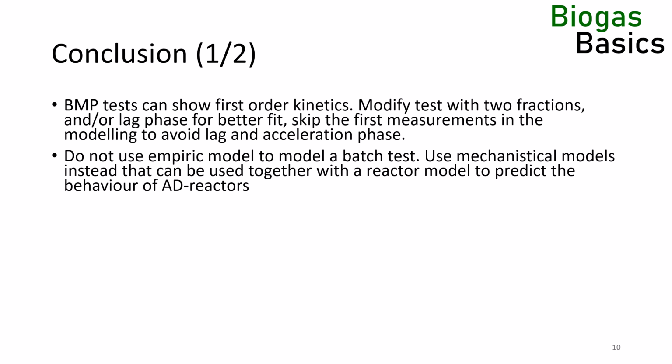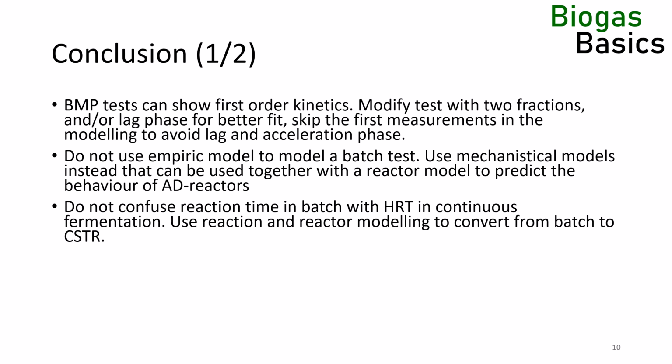Do not use empiric formulae to fit batch experiments, as they cannot be used for projection of the conversion factor in a CSTR. Use a mechanistic model instead. A widespread mistake in the biogas industry is using the time since the start of the batch experiment as equivalent to the hydraulic residence time in a CSTR. This approach is wrong and underestimates the required hydraulic residence time.